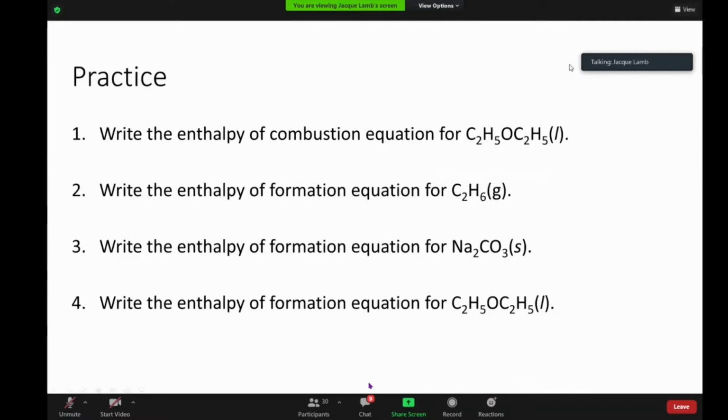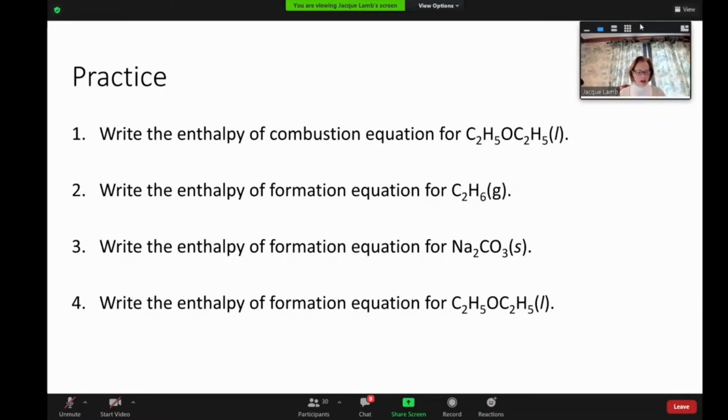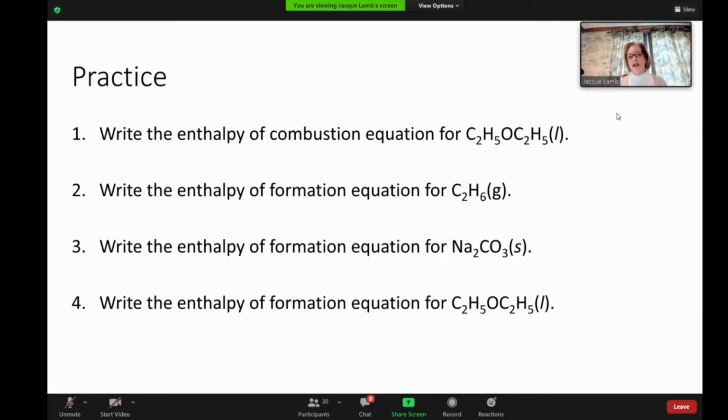So let's take a look at some of the types of things you should be able to do. What I would like you to be able to do is look at a sentence that says you're talking about the combustion of a substance, picture in your mind what that combustion equation would look like, and then balance it. So if you're talking about enthalpy again, it's the enthalpy of 1 mole.